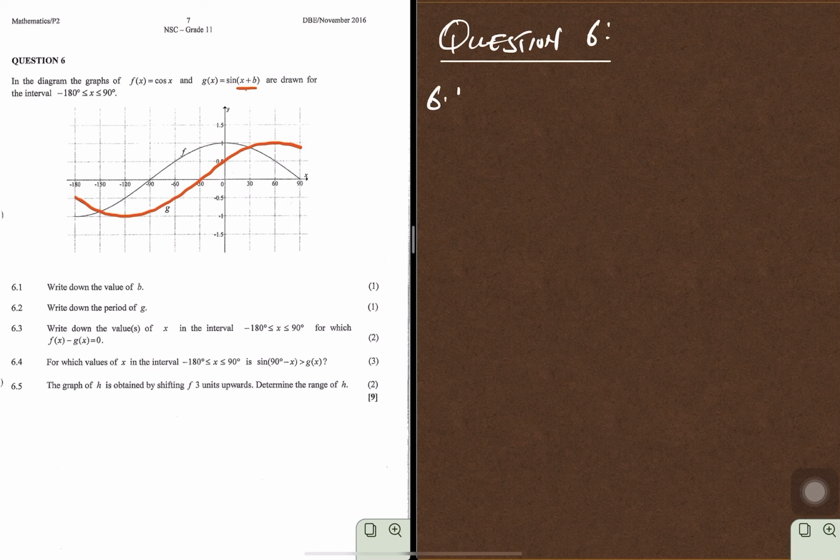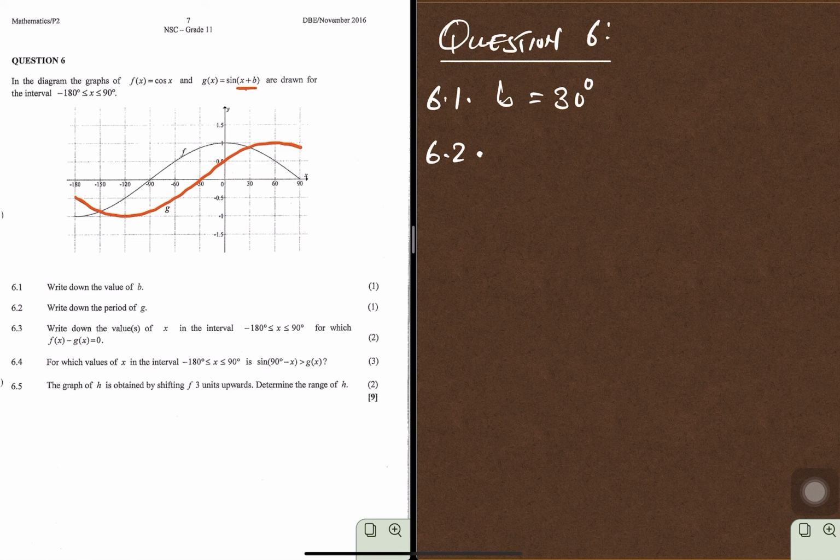So 6.1, write down the value of b. So b is going to be equal to 30 degrees, because we are moving from the origin to the left of the x-axis. Okay, that's how you get that. You get 1 mark for that. Then 6.2, they say write down the period of g.